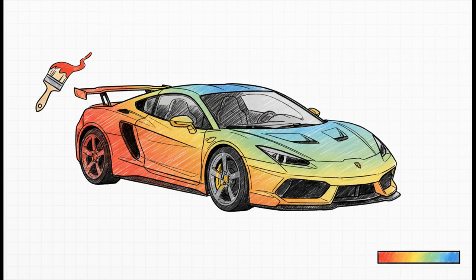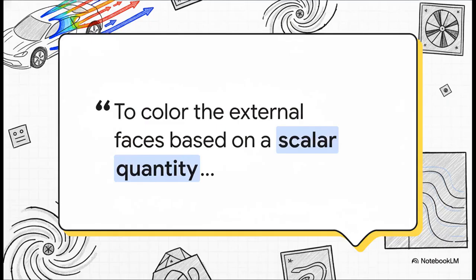The color bar shows us what's what, maybe red for high pressure and blue for low pressure. And this is where the real analysis kicks in. Engineers can pick any scalar quantity. That's just a fancy term for a single value, like pressure or temperature. In this case, they're looking at something called wall shear stress, which is basically the friction of the air rubbing against the car's skin. Instantly, they can see exactly where that friction is highest, which is what creates drag.